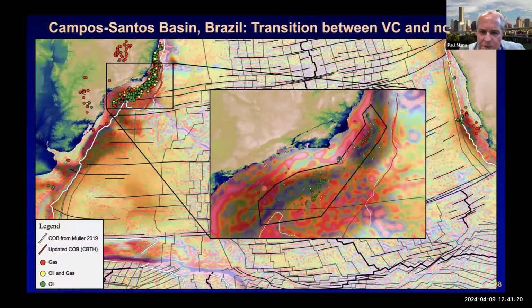This feature over here, this is the Merluza Graben, a failed rift. And then this feature here is the external rift. So the pre-salt polygon is a high that separates the two rifts. But notice, again, the colors, mainly oil here, a few gas wells here, and now exploration is focused on the external rift.